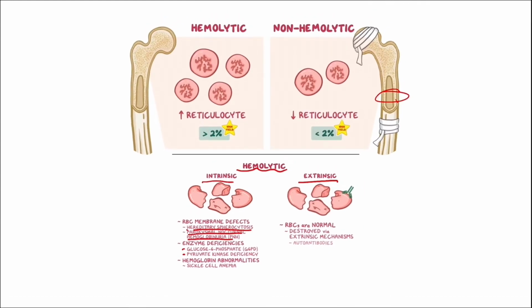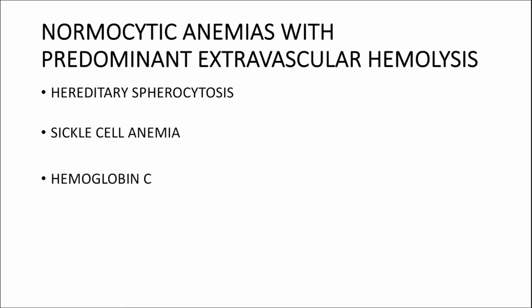Keeping all of this in mind, we've officially divided normocytic anemia into hemolytic and non-hemolytic, and we've divided hemolytic into extravascular and intravascular. Additionally, you can also divide it as intrinsic, which is to say that there's a problem with the RBC, and extrinsic, which is to say that there's a problem not within the RBC, but somewhere in some other system, maybe the immune system or the reticuloendothelial system. Keeping all of this in mind, we can now move on.